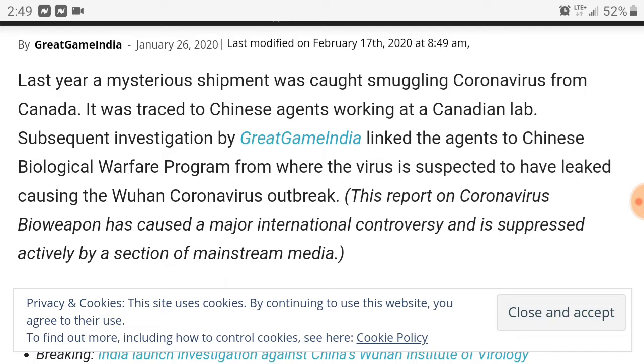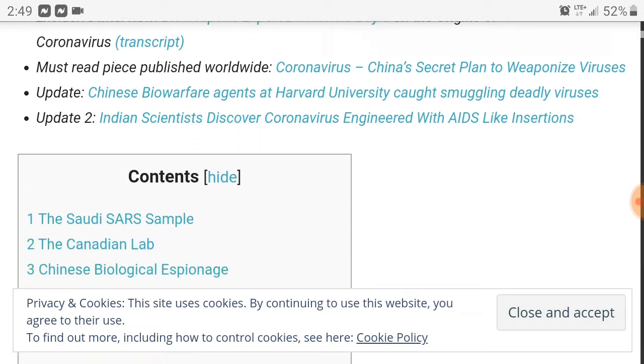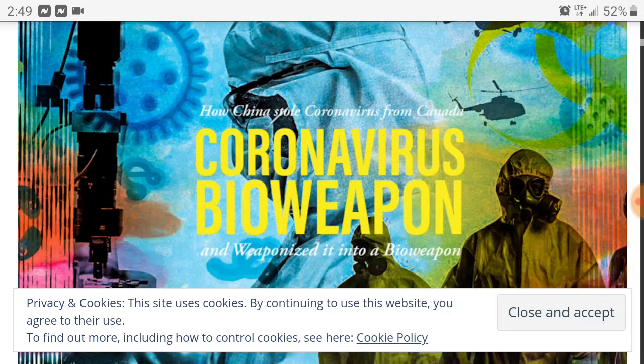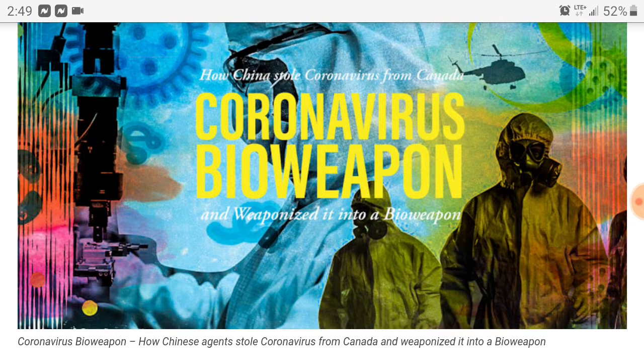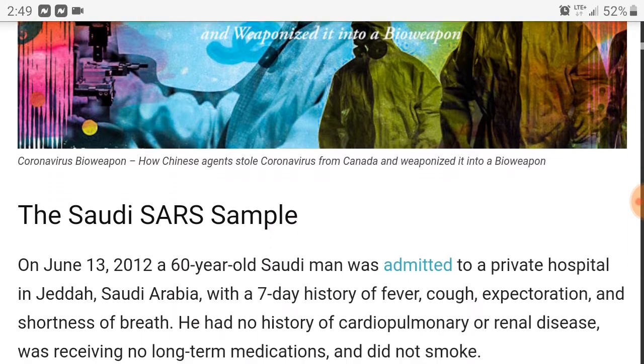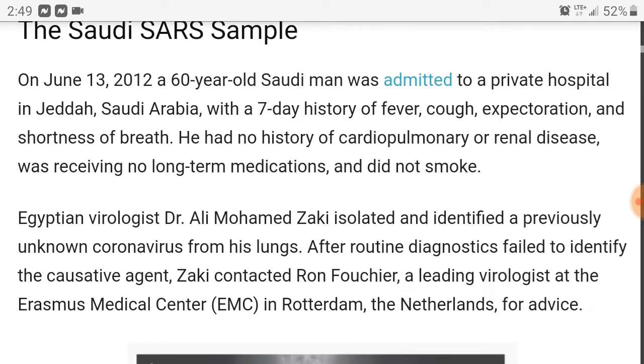So, it says that last year a mysterious shipment was caught smuggling a coronavirus from Canada. Now, if you read this whole thing, you will understand a lot more than you think. It's not just about the coronavirus. Now, listen. If you actually go back and look, the coronavirus came out and affected so many people. I think it was 2003, and then again in 2016. So I think this is when everybody kind of saw what it did.